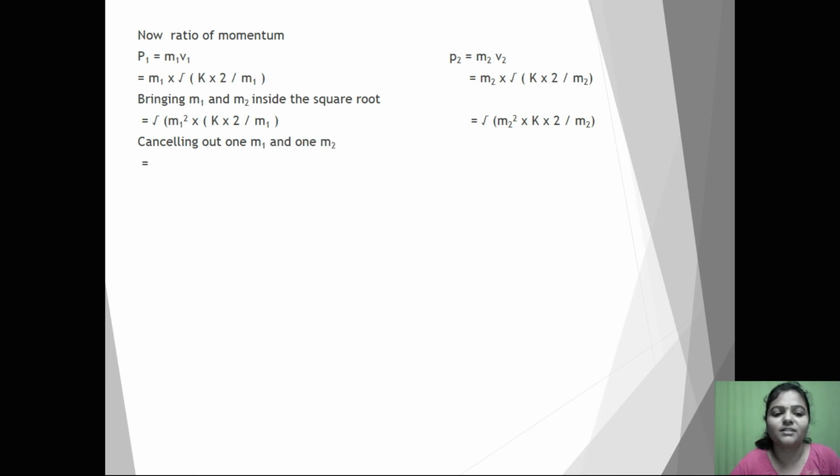So once we cancel this m1 square and m2 square, the final expression we get is P1 is equal to square root of m1 into K into 2. Similarly, P2 is equal to square root of m2 into K into 2.